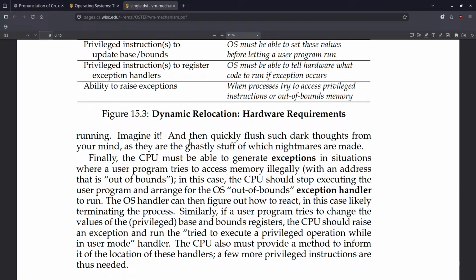Similarly, if a user program tries to change the values of the privileged base and bounds registers, the CPU should raise an exception and run the tried-to-execute-a-privileged-instruction-while-in-user-mode handler. The CPU must provide a method to inform it of the location of these handlers. A few more privileged instructions are thus needed.